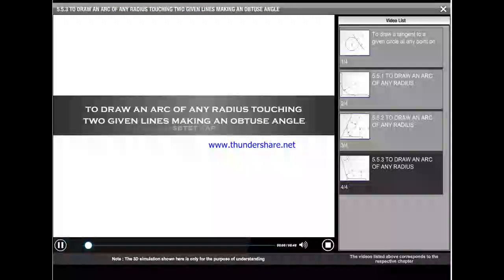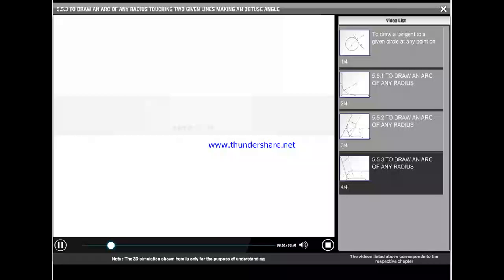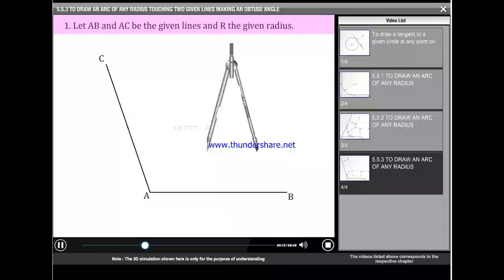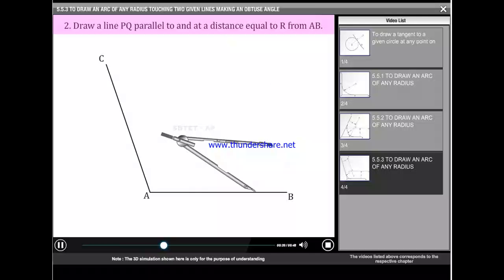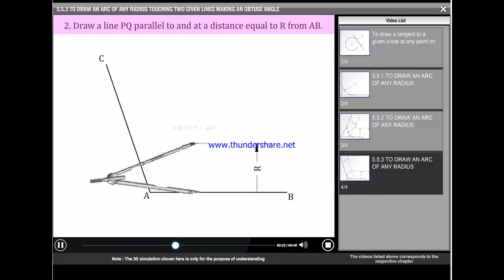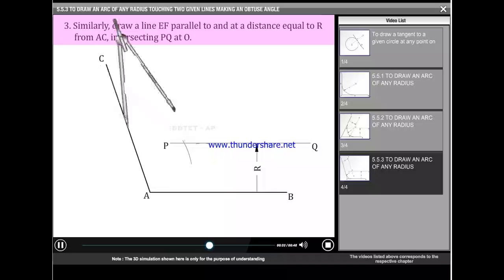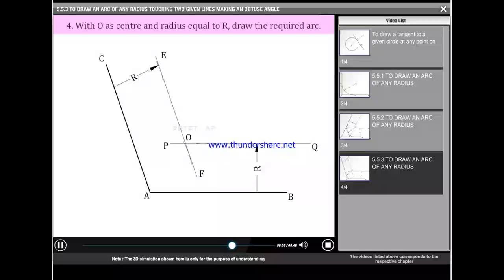To draw an arc of any radius touching two given lines making an obtuse angle. Let AB and AC be the given lines and R the given radius. Draw a line PQ parallel to and at a distance equal to R from AB. Similarly, draw a line EF parallel to and at a distance equal to R from AC, intersecting PQ at O. With O as center and radius equal to R, draw the required arc.